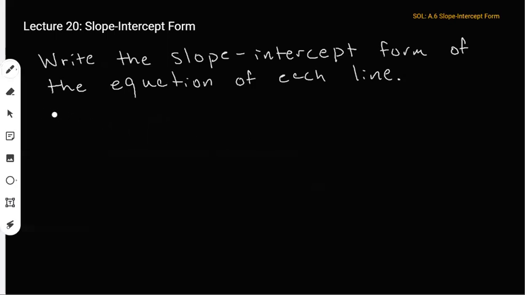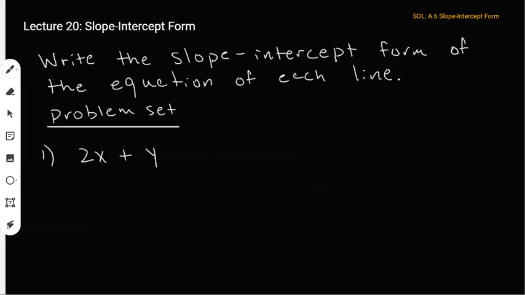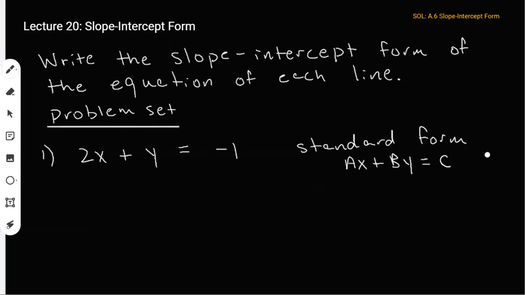Okay, let's look at number 1 on the problem set. Number 1 says 2x plus y is equal to -1. So the line that it gives us in the first place is going to be standard form. And you can tell it's in standard form because it has that ax plus by is equal to c. It's got that kind of form to it. X and y are on the same side. But what I want to do is put it in slope-intercept form. And slope-intercept form is always going to be y equals mx plus b.